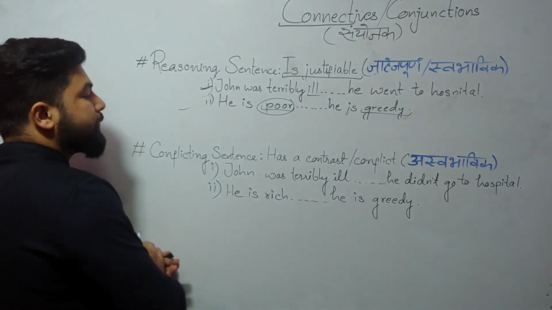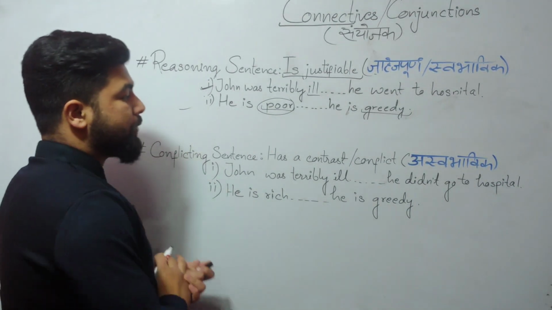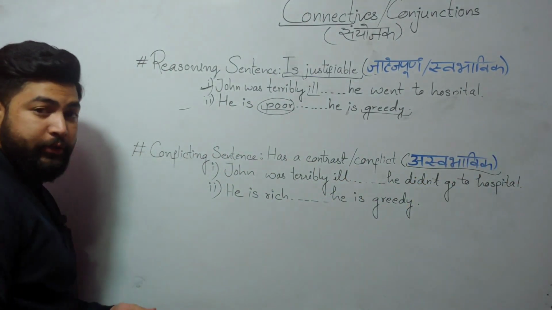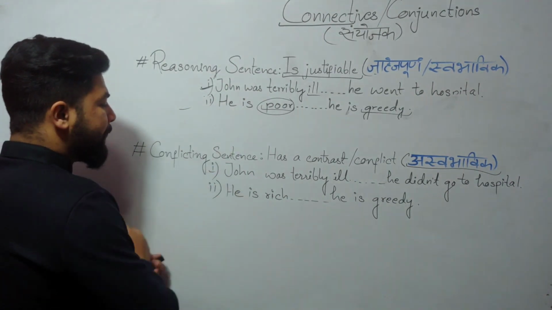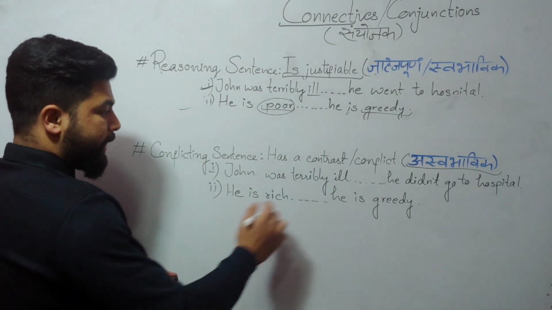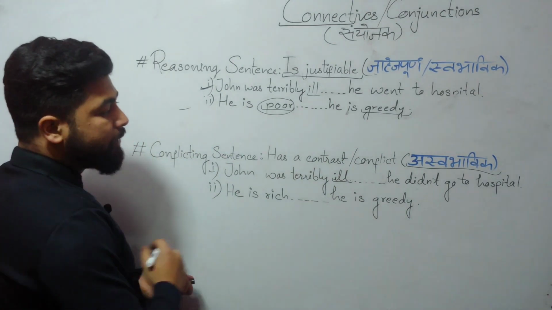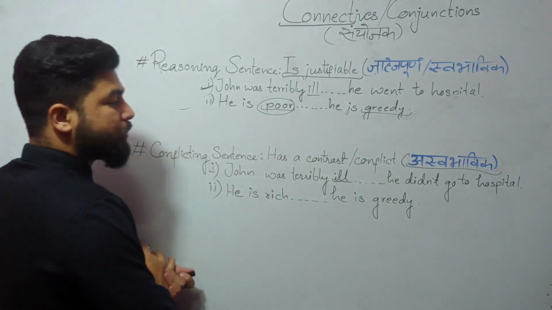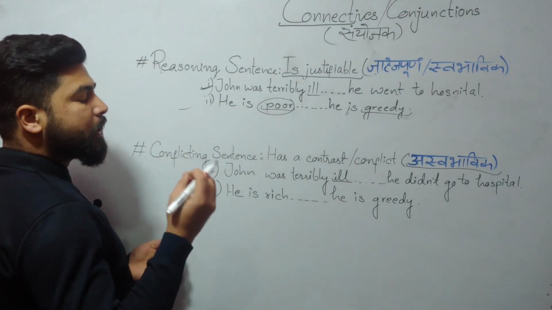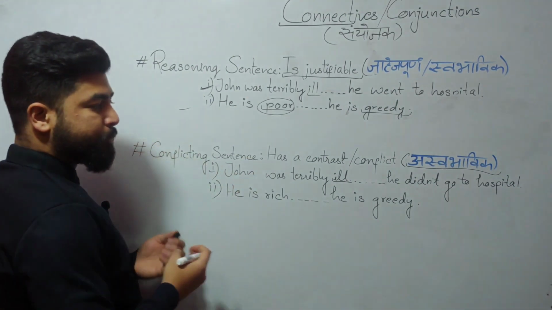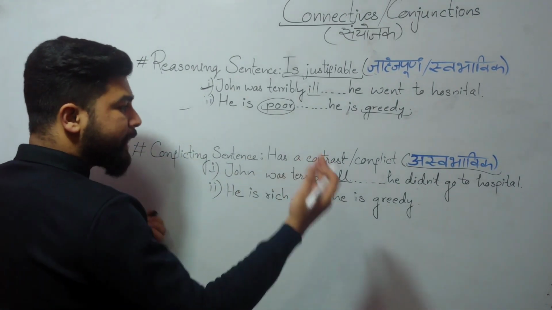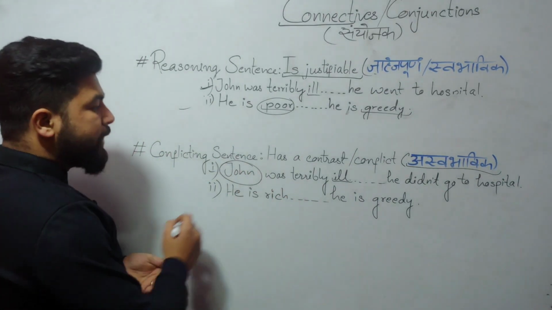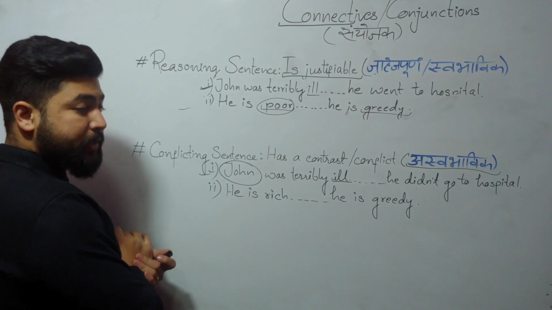Whereas, in the conflicting sentence, there are conflicting ideas, there is a contrast. Alright? So, take a look. In example 1, John was terribly ill. Okay, so illness is here. He was terribly ill. He did not go to hospital. So, what kind of context is this, not going to hospital despite being ill? There are two differing ideas presented here. Yes, because whenever you are terribly ill, you're meant to go to hospital. But in this case, John did not. So, it presents conflict. So, this is a conflicting sentence.